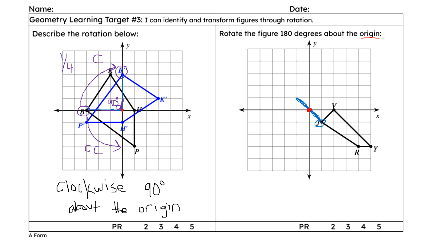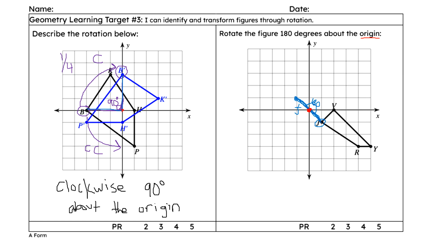So same distance across, it looks like one box diagonally here, and that is where J prime is going to end up. So here's where J prime is right here. It is 180 degrees. That's a full half turn right here. And that's where J prime is going to end up.